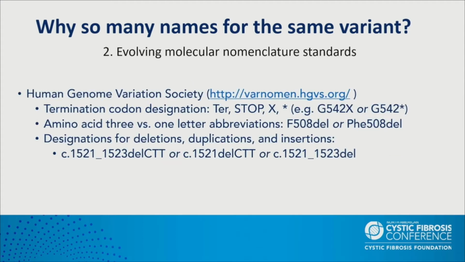The next factor is also applicable to any gene that we're testing. And this one is the evolving molecular nomenclature standards. So the organization that sets the standards for how we depict gene mutations in genetic test reports is HGVS, the Human Genome Variation Society. Over the years, they've had multiple iterations of their recommendations that have changed the standards for how we would describe the same type of mutation.